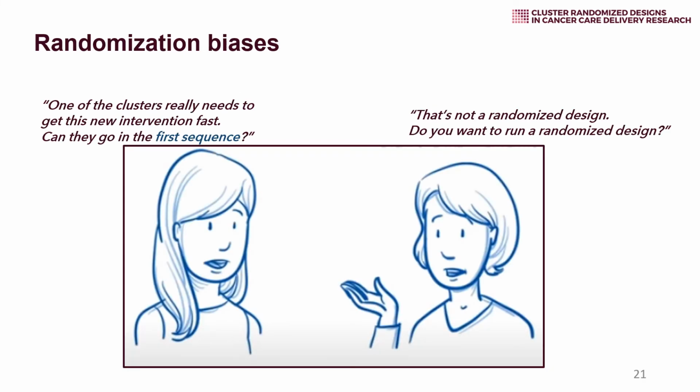So imagine that we are in the setting where we are conducting the randomization for a stepped-wedge trial, and one of the local investigators might say that this cluster is really needy. We think that this intervention is going to be very beneficial. Can they please go in the first sequence? But of course, this would undermine the randomization.